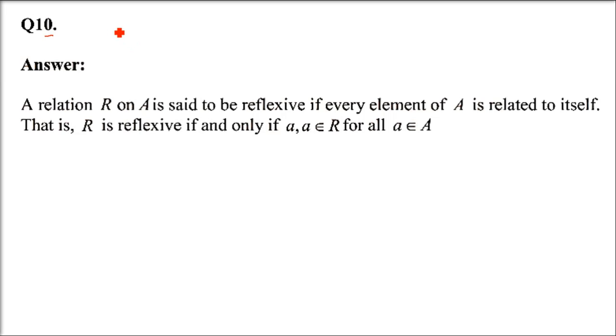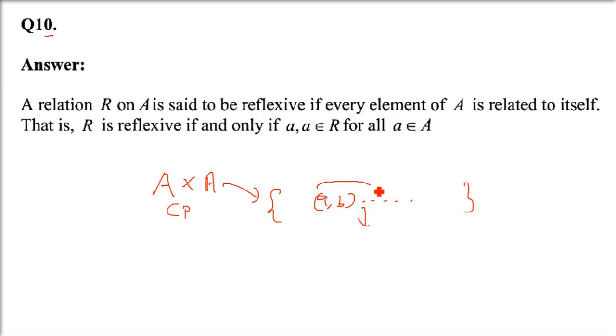So what is a reflexive relation, symmetric relation, transitive, and then equivalence relation? Whenever we talk about a relation, it always comes out of a Cartesian product of a set. That is, if A is a set on which it is defined, A cross A will have ordered pairs, one element from A, other element from A. So there will be a subset of this set.